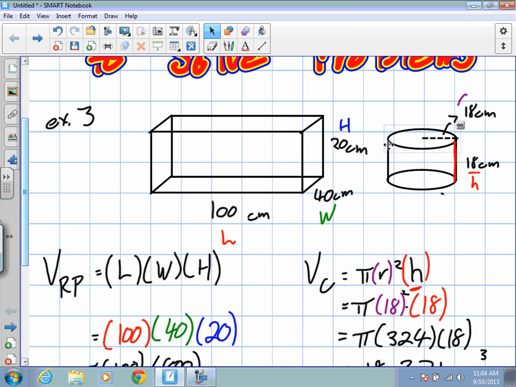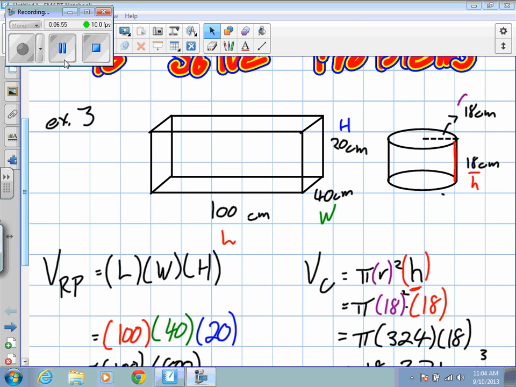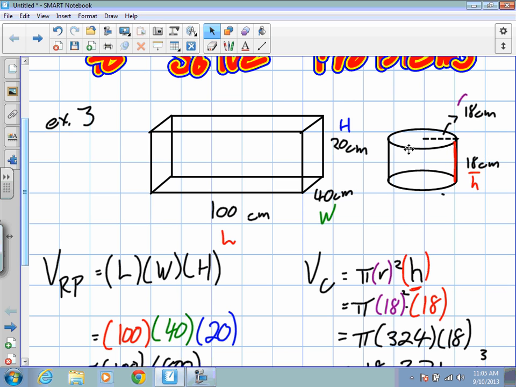these and duplicate them. Let's see if I can do that. No, I don't want that. I should really pause this. So the idea here is we have to figure out how many of these objects we're going to have to buy to fill this up.